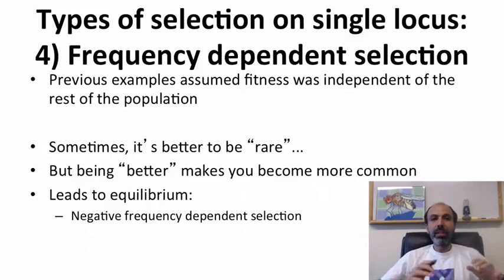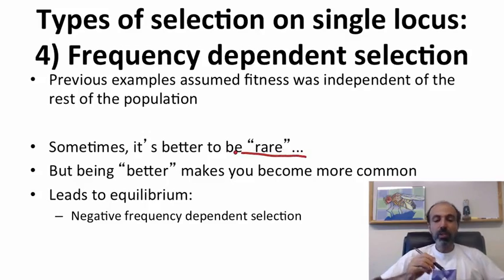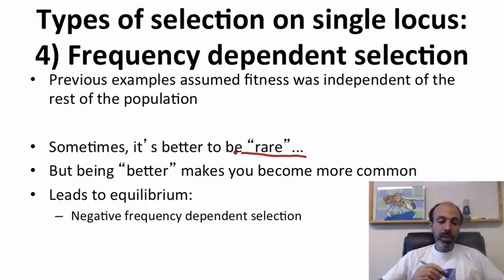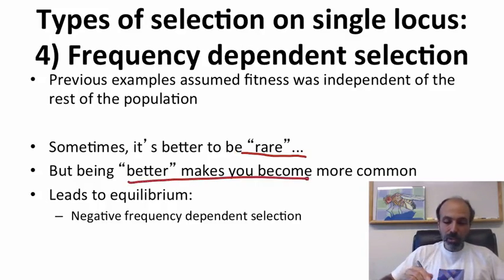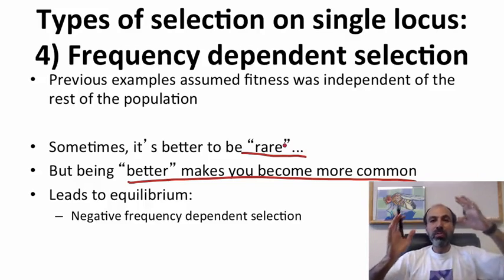Or if you're a little a, you're better than big A, no matter what. Sometimes it's actually better to be rare, that your fitness may depend on your relative abundance or frequency in the population. Now, being better makes you more common. Right? That if you're better, it means you're having more kids, you're more likely to survive, so you become more common. But if it's better to be rare, it's kind of this funny thing where you have these opposing forces.